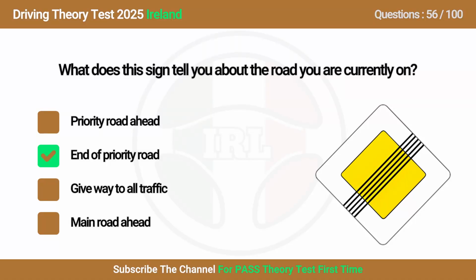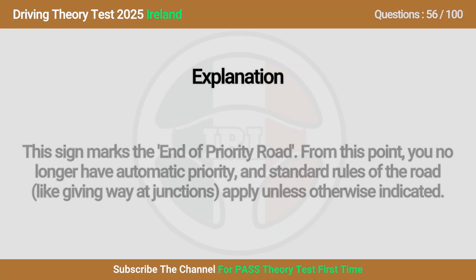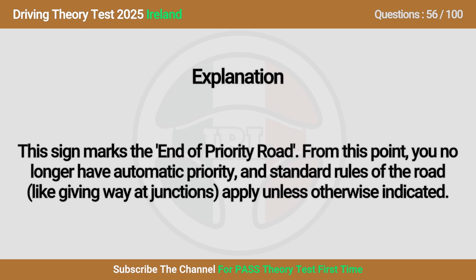Answer is B. End of priority road. This sign marks the end of priority road. From this point, you no longer have automatic priority, and standard rules of the road like giving way at junctions apply unless otherwise indicated.